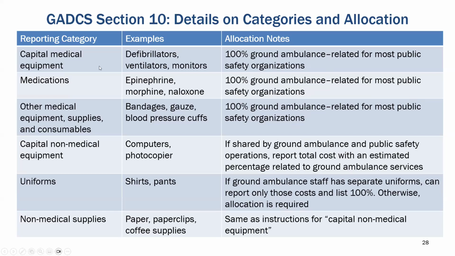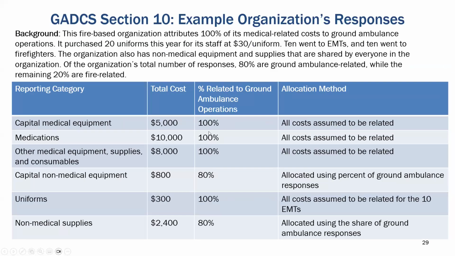So you can see capital medical equipment, medications, and other medical consumables are likely going to be 100% ground ambulance related. But some of these other categories, as I mentioned, will be likely less than 100% for public safety-based organizations. Just as a quick example, you might have this layout for an organization with $5,000 in capital medical equipment, which is 100% related to ground ambulance operations, $10,000 and $8,000 for medications and other medical equipment, supplies, and consumables, both of which would be 100% related.